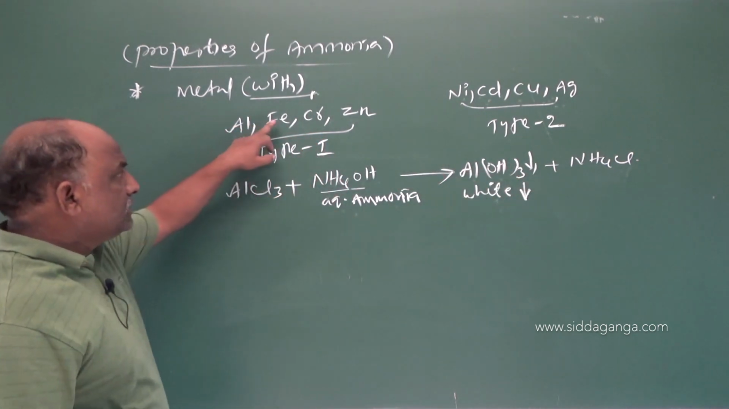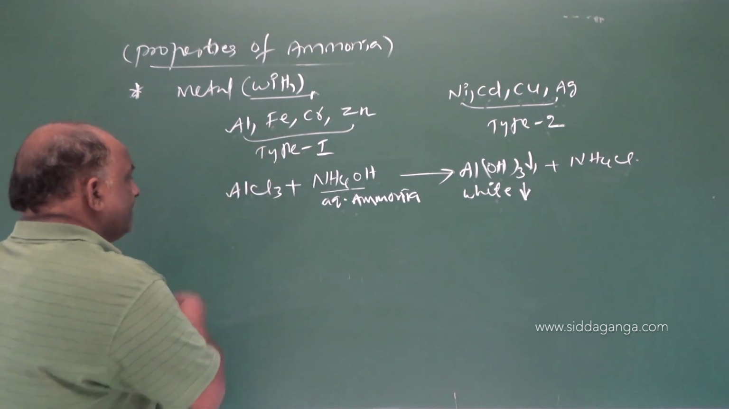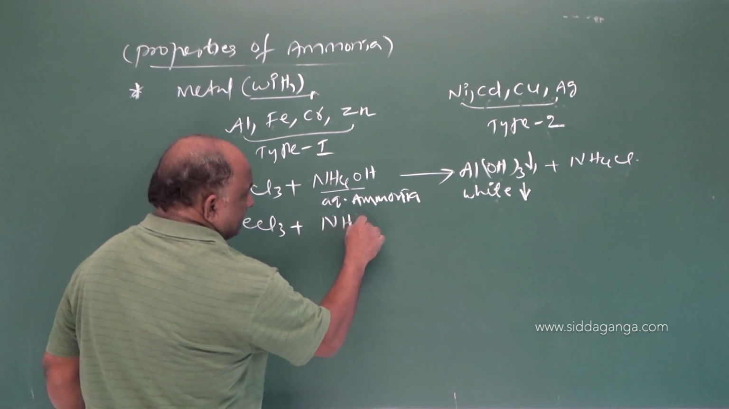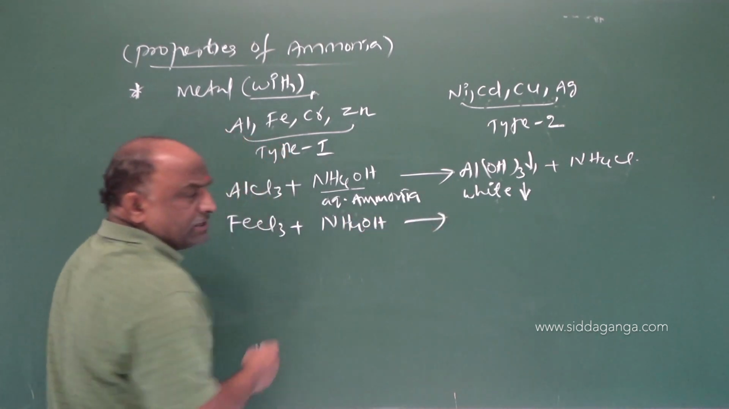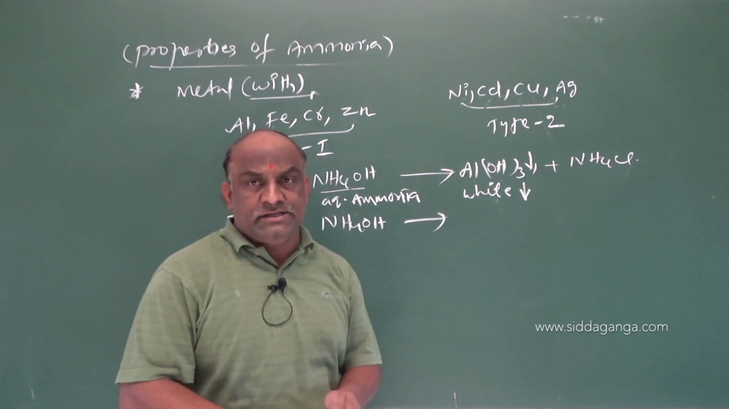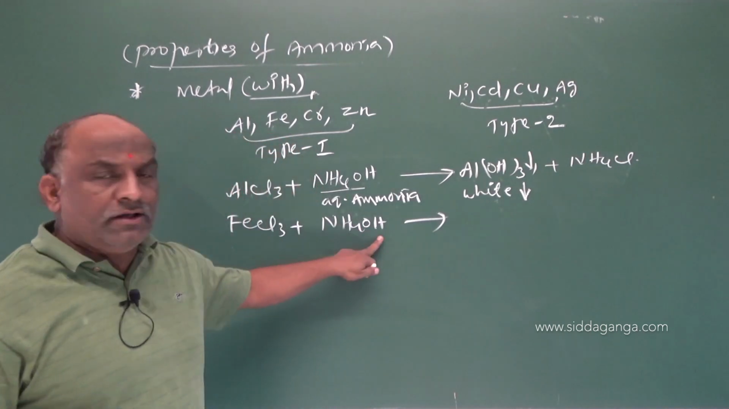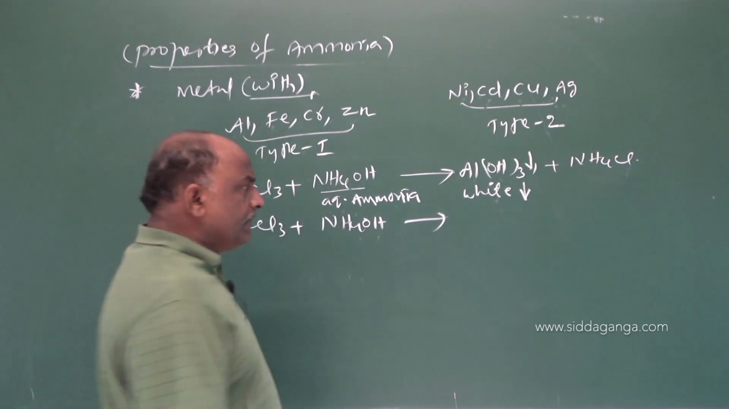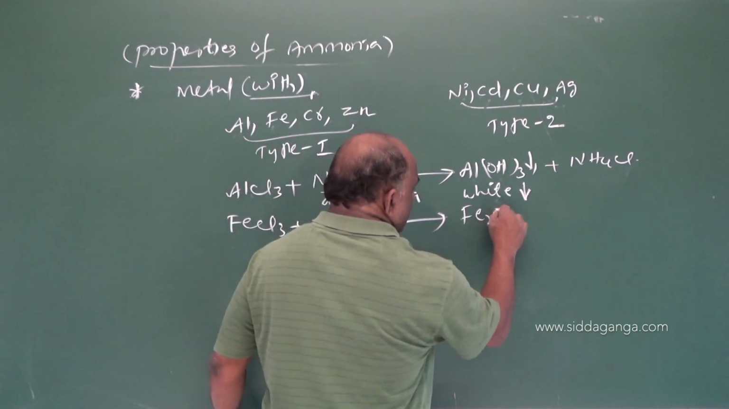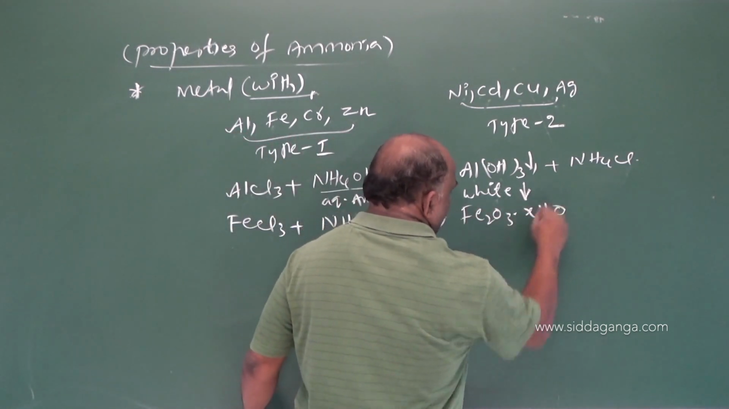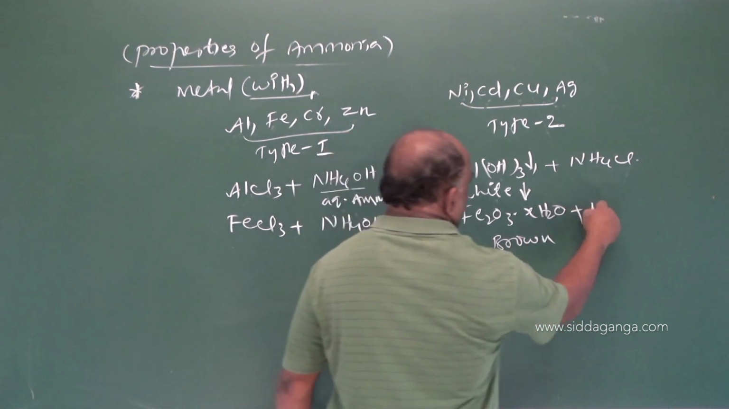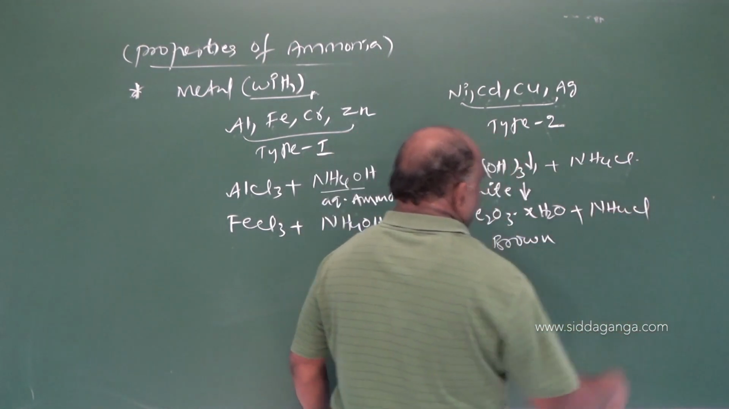Suppose instead of that we take FeCl3 plus NH4OH. What about the iron salts? Iron salts are dissolved in ammonium hydroxide. Then what will we get? Fe2O3.xH2O. This is a brown color precipitate, plus NH4Cl. See this reaction.